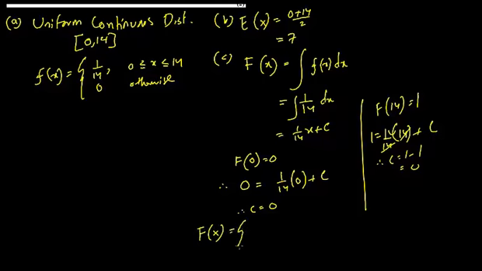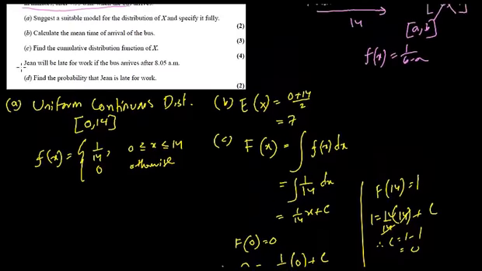The CDF equals the expression 1 by 14 x, for the limit 0 to 14. And the CDF is defined as 0 above this, and 1 after this. This is less than the lower limit, and this is greater than the upper limit. So that's how the CDF is expressed.